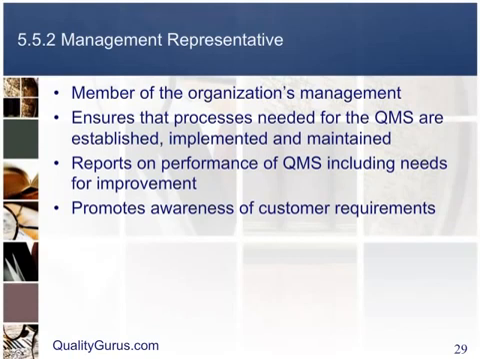In addition to defining the responsibilities and authorities of the key people, top management is required to specifically appoint a management representative. This person has to be a member of the organization's management. Irrespective of other responsibilities, the management representative ensures that the processes needed for the quality management system are established, implemented, and maintained. The management representative reports to the top management on the performance of the quality management system and any need for improvement. In addition, the management representative ensures that there is awareness of customer requirements throughout the organization.